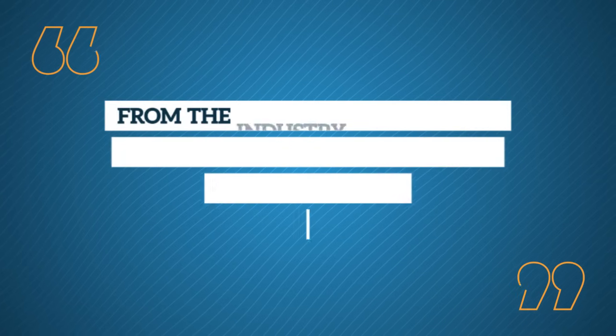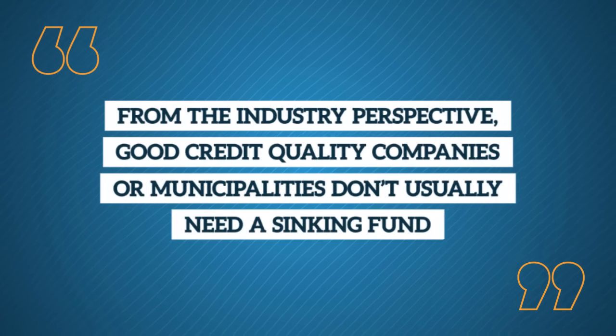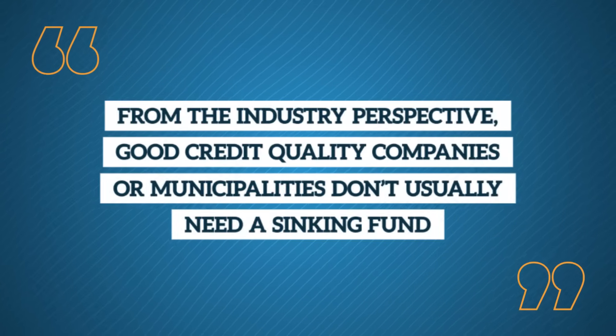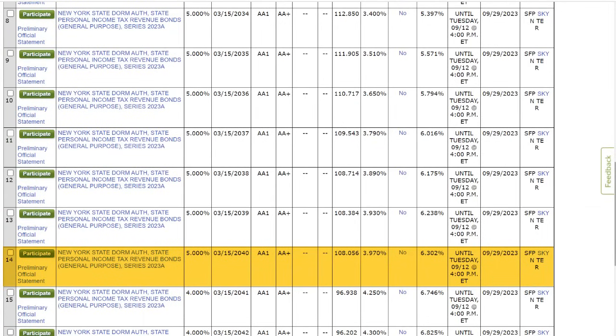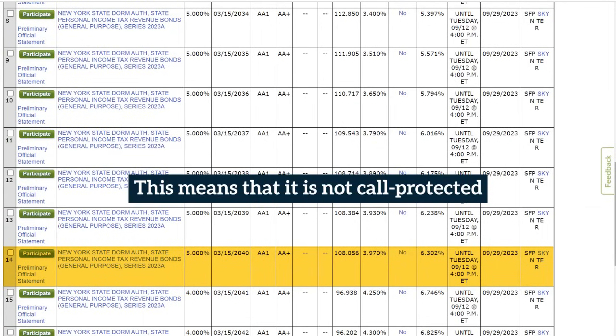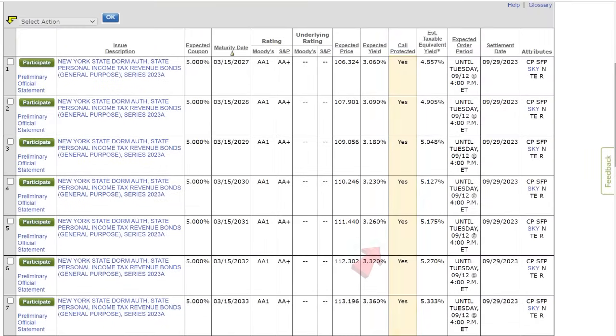So basically, from the industry perspective, good credit quality companies or municipalities don't usually need a sinking fund. And specifically, when it comes to munis, sinking fund protection means that the offered bond does not have a sinking fund as part of its structure. Going back to this muni that we ended up purchasing here, this means that it's not call protected, unlike all these other ones up here.